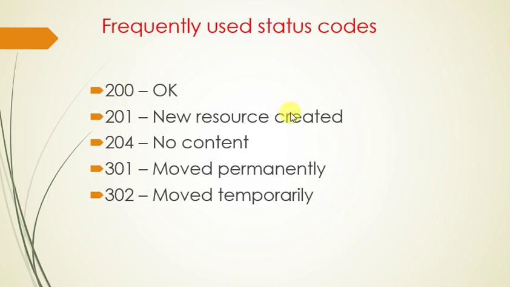200, it means OK. This status code indicates that the request has succeeded. If you are searching for some data and you got it properly, that means the request is successful. In this case, you will get 200 as HTTP status code.